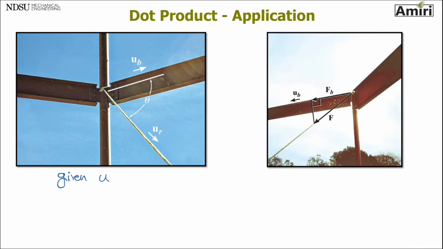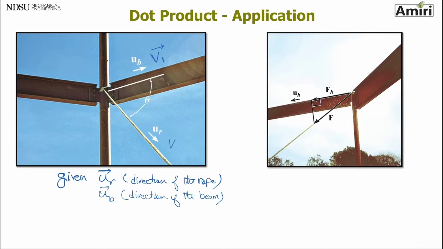is that U of R, which I'm assuming is for rope, in other words, direction of the rope, and we have U of B, which again I assume is for the beam, direction of the beam. It doesn't have to be U. When we see U, it usually means unit vector, but it doesn't have to be a unit vector. It totally could be vector A, V1, and vector 2. The important thing is we know the direction.